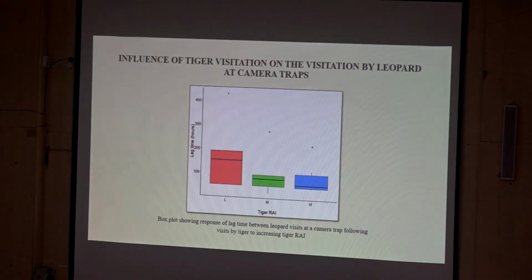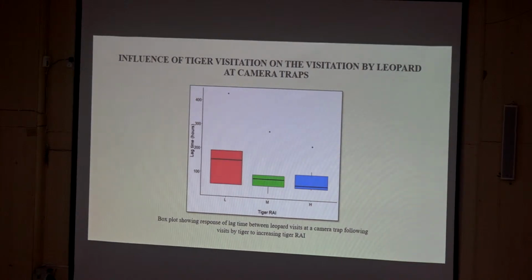This lag time was calculated, and it was seen that at low values of tiger RAI, the lag times were high, and this may be an artifact of low abundance at these camera trapping locations. As the value of tiger RAI went from the moderate to the high category, though the value of the median lag times declined, there may be an underlying increasing trend.